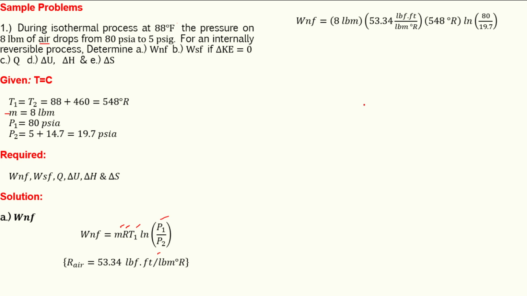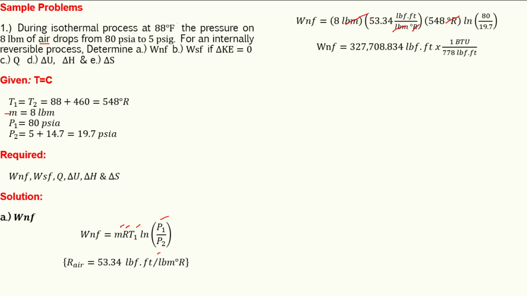Now, substituting all the values, we have mass of 8 pounds, R of 53.34 foot-pounds per pound mass degree Rankine. We have temperature 1 of 548 degrees Rankine, and ln 80, which is P1 over P2, which is 19.7. By cancellation of units, we cancel the pound mass and the R. The remaining units are foot-pounds. Okay?